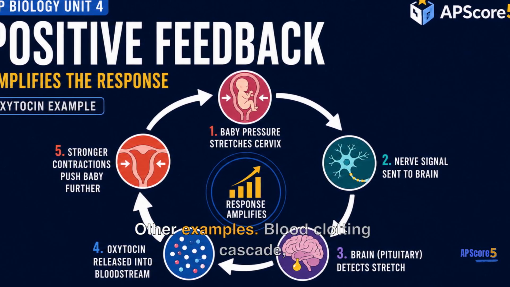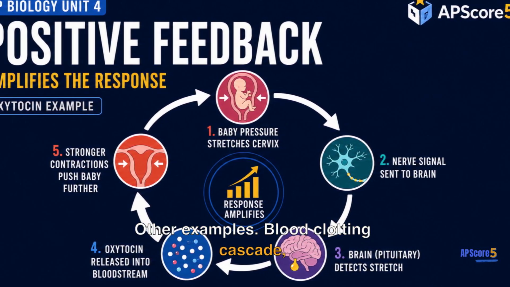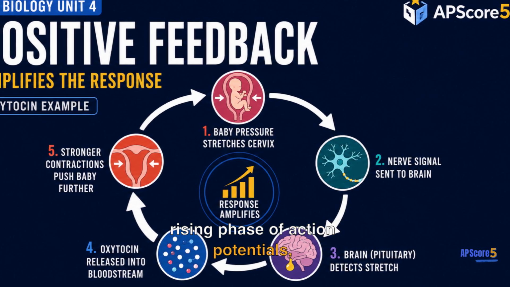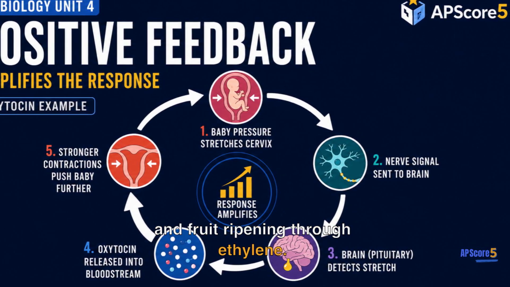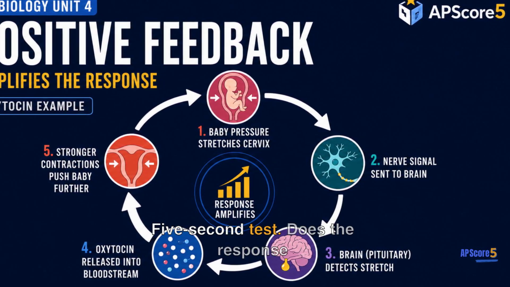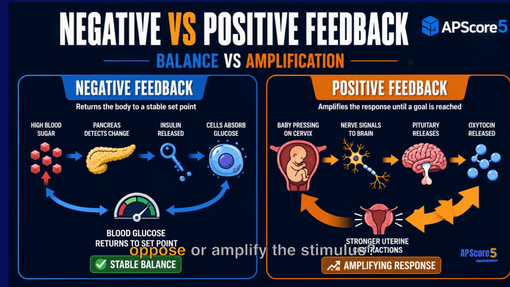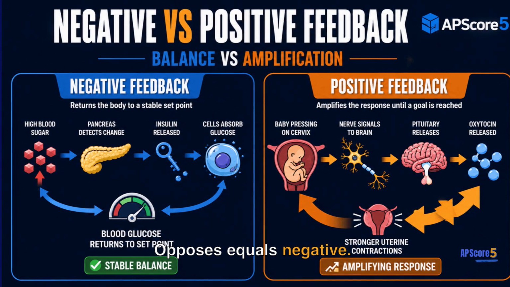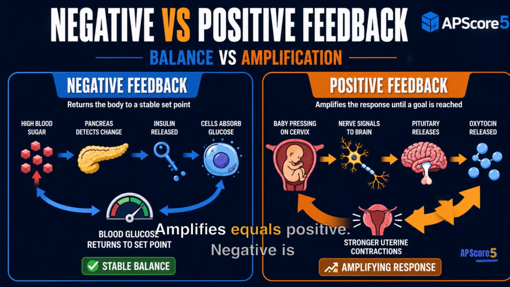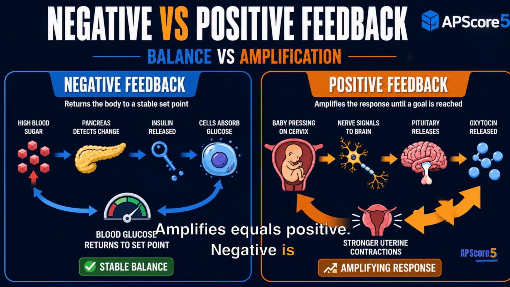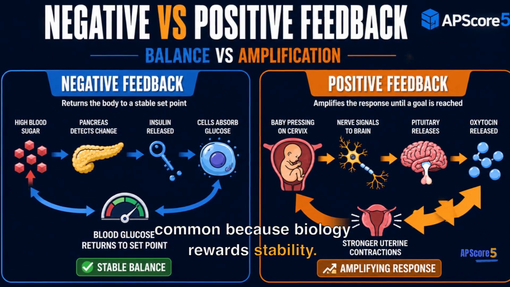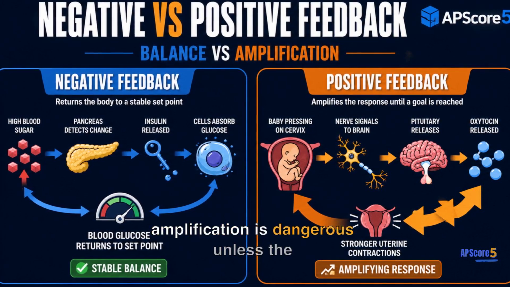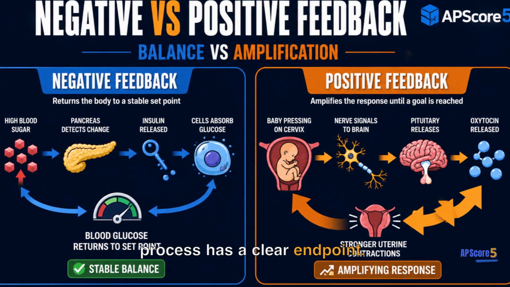Other examples: blood clotting cascade, milk letdown during nursing, the rising phase of action potentials, and fruit ripening through ethylene. 5-second test. Does the response oppose or amplify the stimulus? Opposes equals negative. Amplifies equals positive. Negative is common because biology rewards stability. Positive is rare because runaway amplification is dangerous unless the process has a clear endpoint.